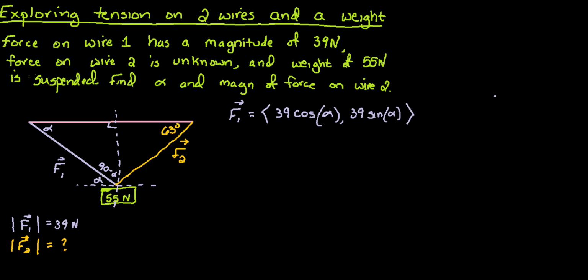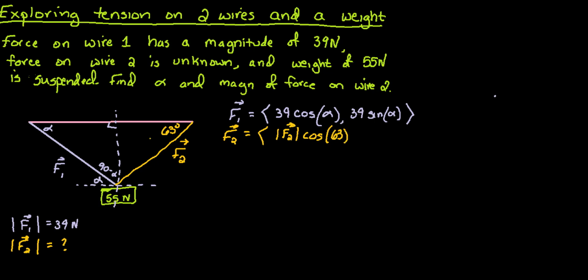And then for vector F2, I'm going to use the angled brackets. I don't know what the magnitude is, so I will just use the vertical bars of F2 to represent the magnitude of F2 times cosine of 63 degrees.